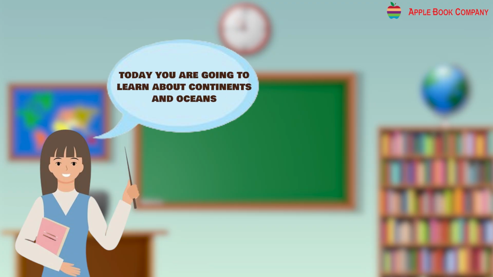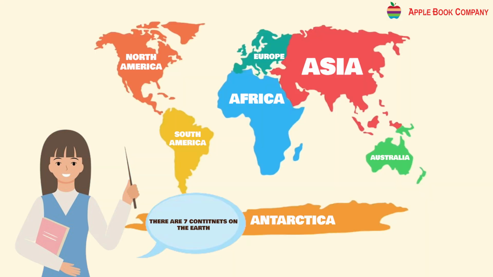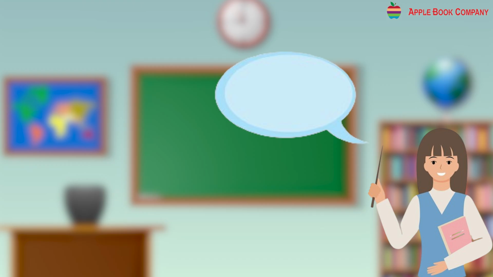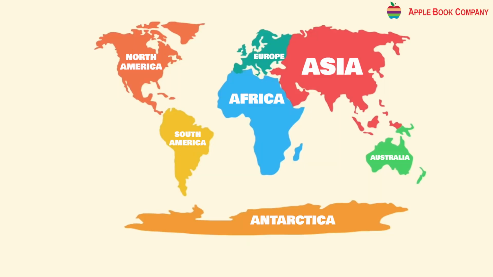Today, you're going to learn about continents and oceans. There are seven continents on the earth: Asia, Africa, North America, South America, Antarctica, Europe, and Australia. There are five oceans on our planet: the Atlantic Ocean, the Pacific Ocean, the Indian Ocean, the Southern Ocean, and the Arctic Ocean. Now, which is the largest continent on the earth? Can you tell, children?